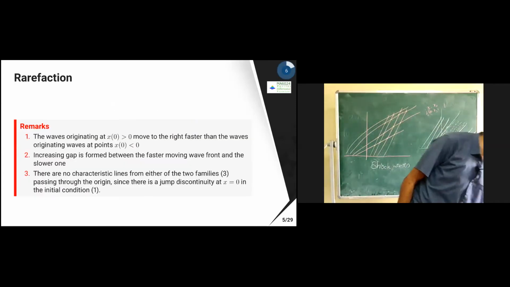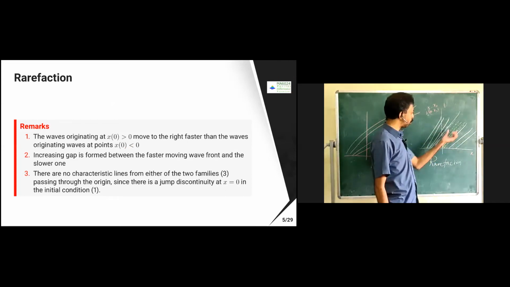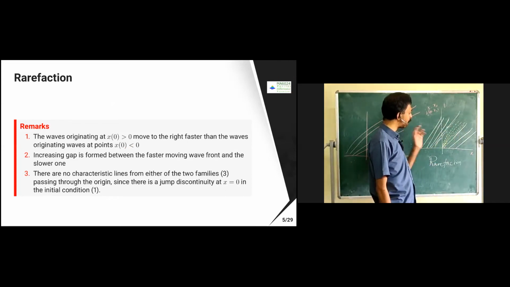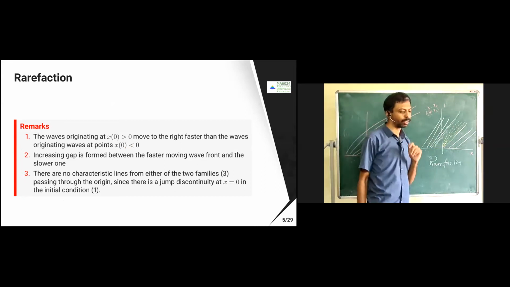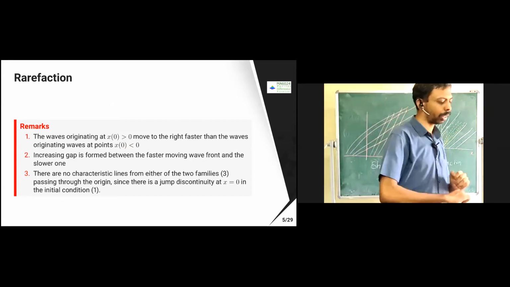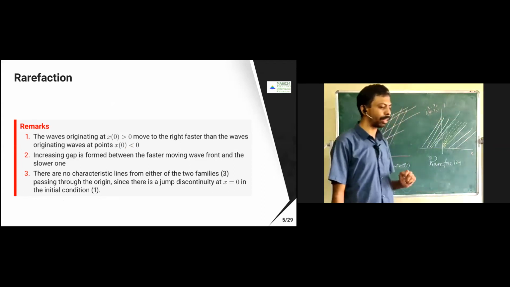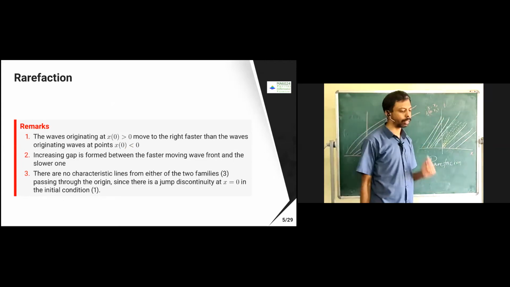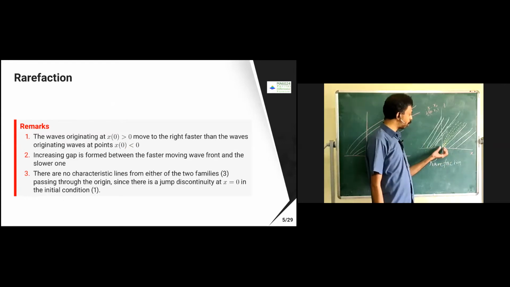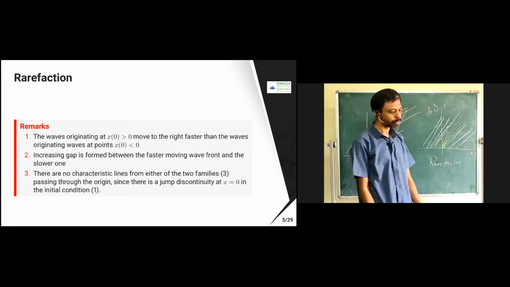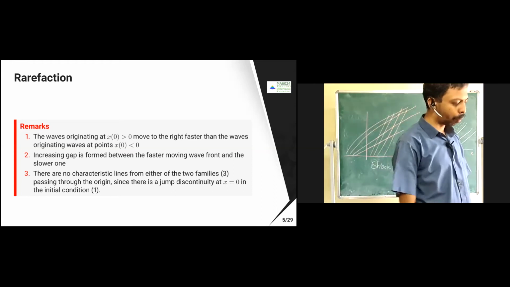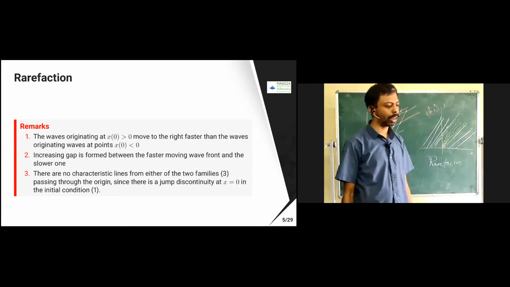That means this will never capture this. So there will always be a gap between these two characteristic families. These kinds of gaps, they just fill with some kind of imaginary lines, because we have some kind of discontinuities. However close you are, you will never reach this one because there will always be a gap. So an increasing gap is formed between the faster moving front and the slower one.